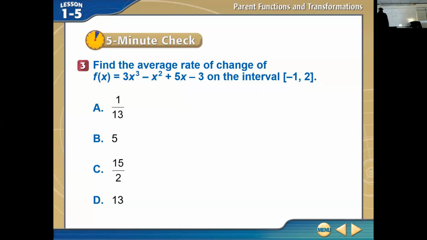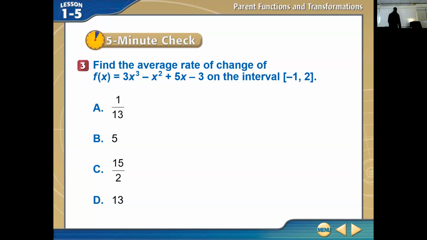So now carrying out my arithmetic, negative 1 cubed is going to be a negative 1. So 3 times negative 1 is a negative 3. Minus the quantity of negative 1 squared. Negative 1 squared is 1. So that's going to be minus 1. Plus 5 times negative 1 is a minus 5, minus 3. So negative 3 minus 1 is negative 4. Minus 5 is negative 9. Minus 3 is a negative 12.